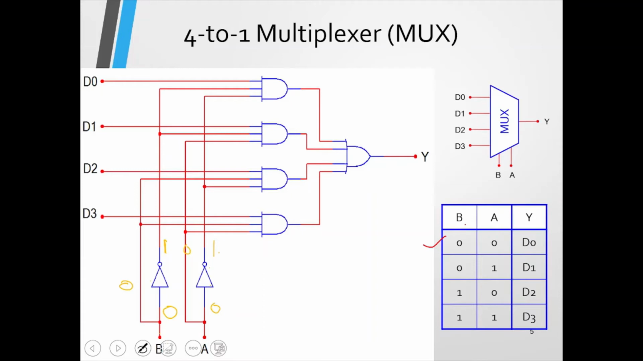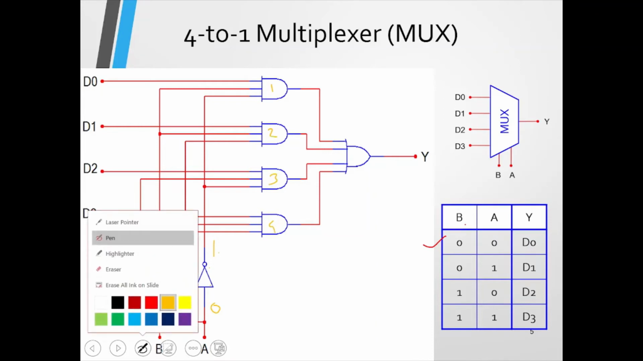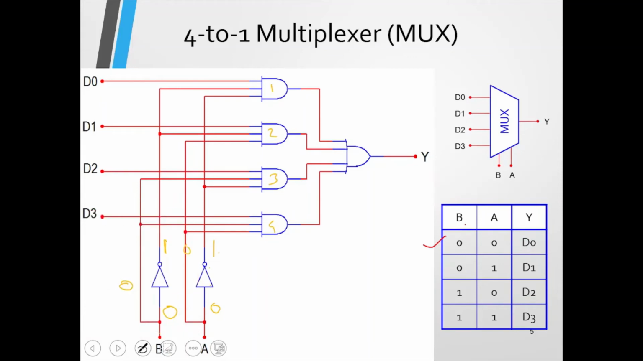Now we have to check what the inputs are for these AND gates, 1, 2, 3 and 4. And for that we can also write the Boolean expressions for them. So let us write the Boolean expressions for these AND gates. See, for the first AND gate the input is D0. So the first input is D0. Then the second input is connected over here, that is to B bar. So this is D0 dot B bar. Then this is connected to A bar. So this is D0 dot B bar dot A bar.